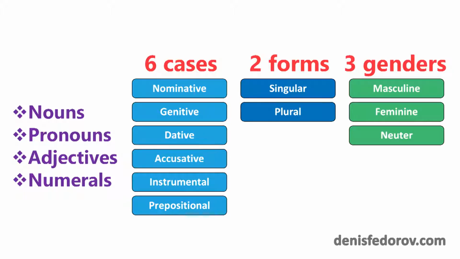Plus, there are irregulars in Russian, so there is a pretty large amount of stuff. That's why cases are called the hardest part of the Russian grammar. And when you learn them, most of Russian grammar will be behind. Let me explain now how to learn Russian cases.